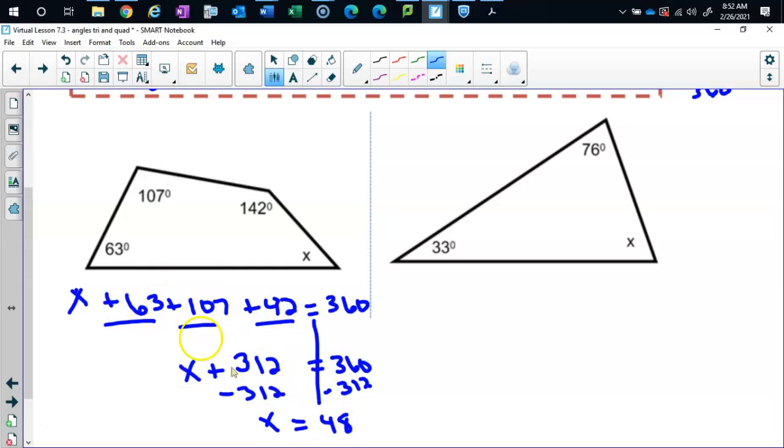Guys, I want to see this equation written on your notes when you show it to me. If you did not write this equation, pause the video and do it now.